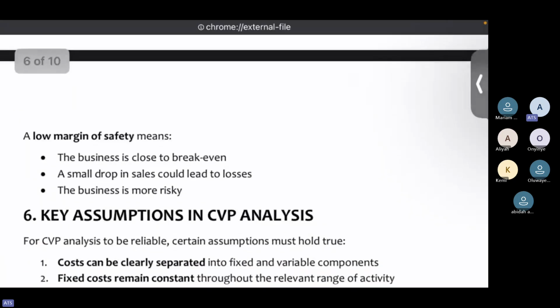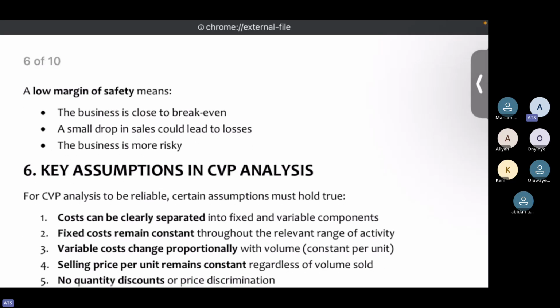Now, a low margin of safety means that the business is close to break even, a small drop in sales could lead to losses, and the business is more risky. So when your margin of safety is low, even if you are making profits right now, if any small thing happens and customers shift and don't buy your product a little bit, you will make a loss, and next thing, your business is at risk of bankruptcy. So that's what margin of safety is. You're thinking, how much am I selling now, and how safe am I from making a loss or from entering the danger zone?